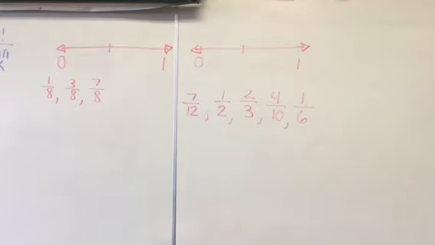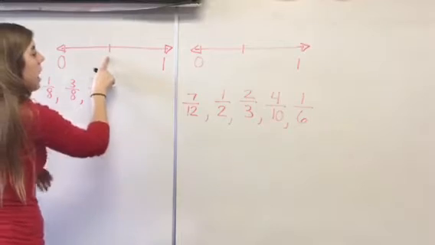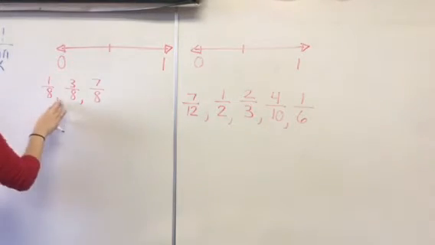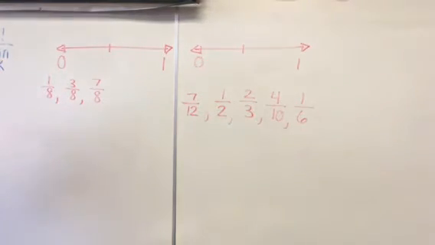So we're going to look at two different number lines. Both of our number lines go from 0 to 1, and there's a line marking where 1/2 would be, or halfway between 0 and 1. Let's start with a number line where the fractions that we have to label all have the same denominator.